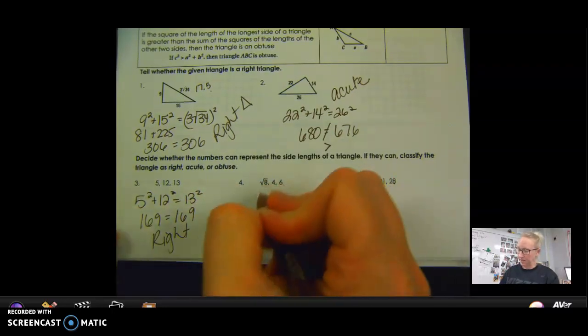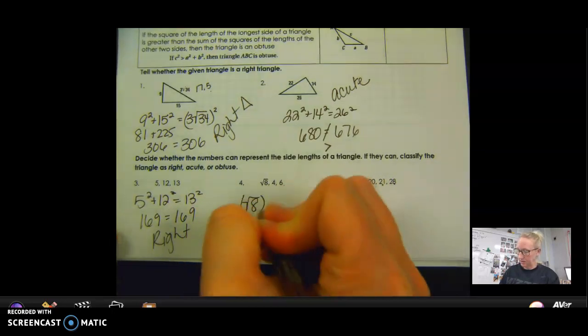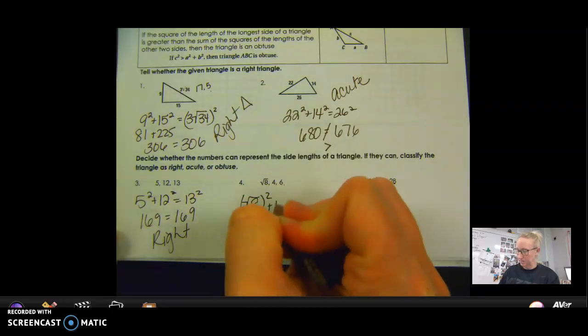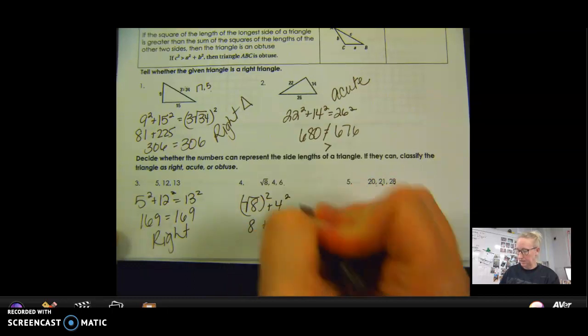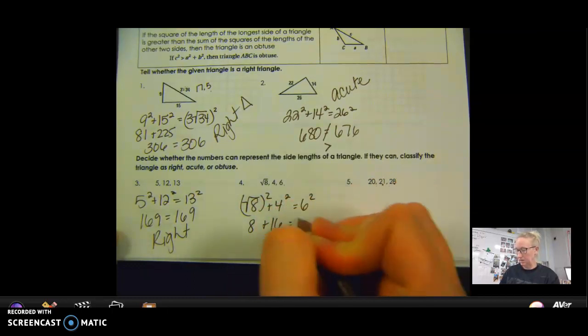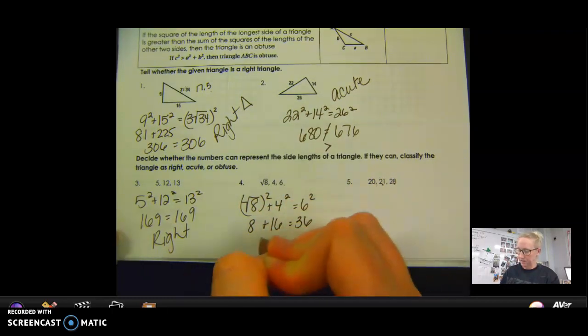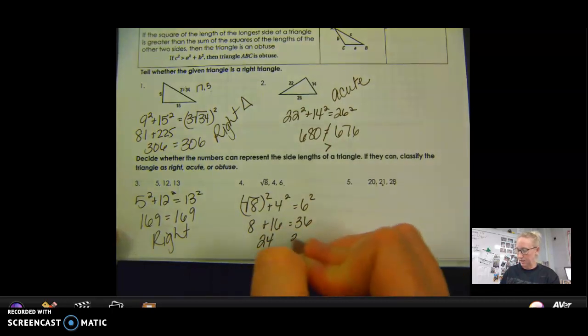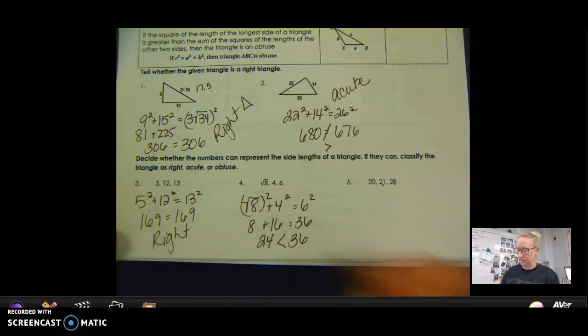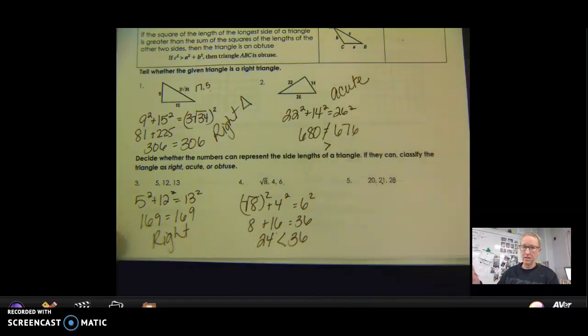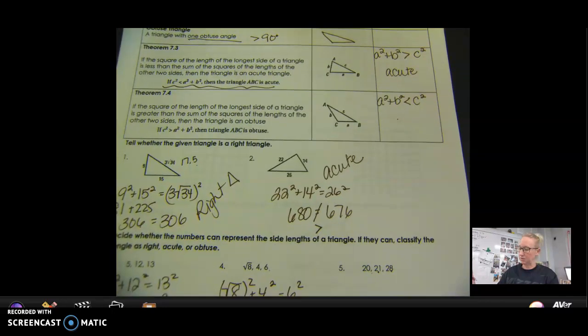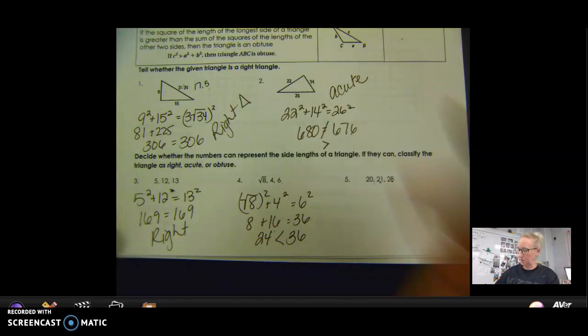This one, square root of 8, that whole thing squared just gives me 8, plus 4 squared, that's 16, equals 6 squared, that should be 36. 8 plus 16 is 24. 24 does not equal 36, but 24 is less than 36. So if I go up here, that would be my a squared plus b squared is less than my c squared, so this would be obtuse.